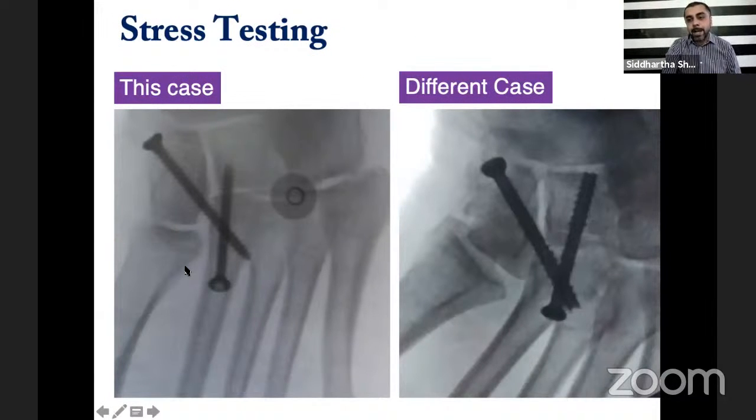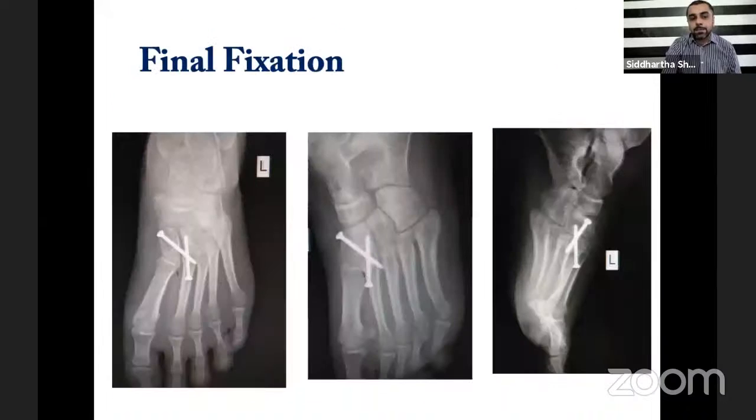You apply a plantar and an adduction moment to the first metatarsal, and you can see here that the joint does not become incongruous. Now, this is a different case to your right-hand side, and you can see as we apply a stress, the joint lines have become incongruous, and there is a frank dislocation of the first joint. So this particular case did not show any instability and did not require fixation of the first ray.